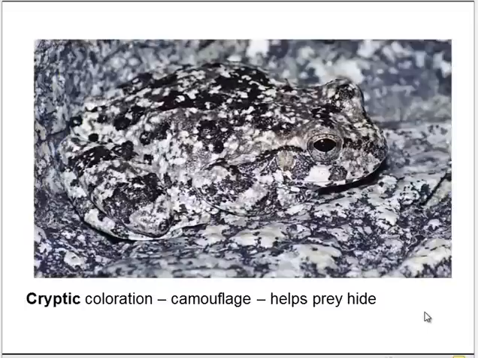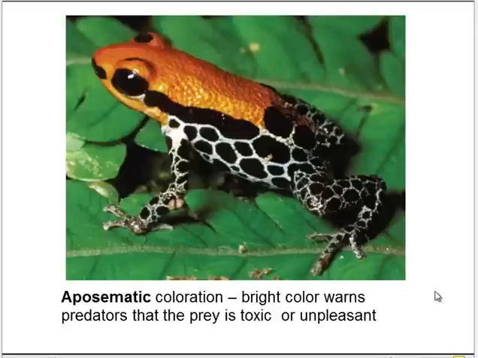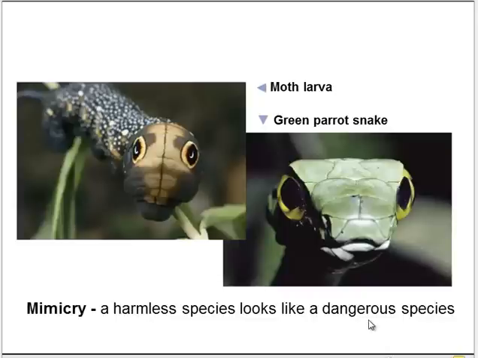Now, prey have certain defense mechanisms. Aside from perhaps being able to run quickly, some of them have cryptic coloration, camouflage, to help them hide. Others have the opposite, aposematic coloration. These are really bright colors that will warn predators that they are toxic or taste unpleasant. And then finally, this is particularly cool, mimicry. This is where a harmless species, like this caterpillar, has evolved to resemble a very dangerous species, and thereby a predator will avoid the harmless species because it mistakes it for the dangerous species.